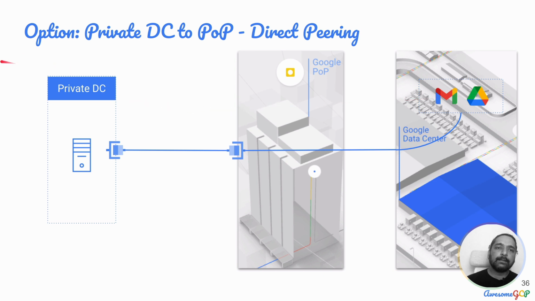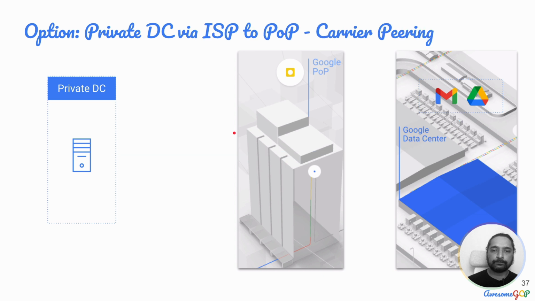So in this case, the option is to go directly from DC to POP, and this is called direct peering. The general option is called peering, and since you're drawing a direct line to one of the Google facilities, this one is called direct peering.